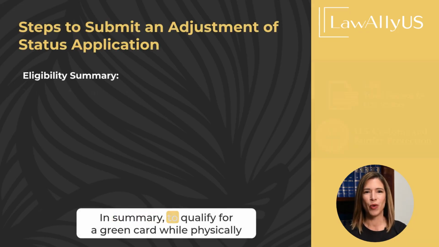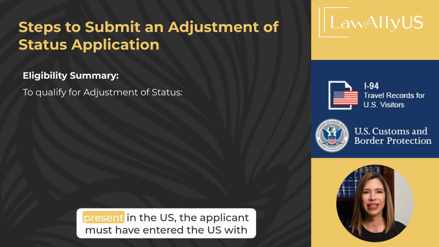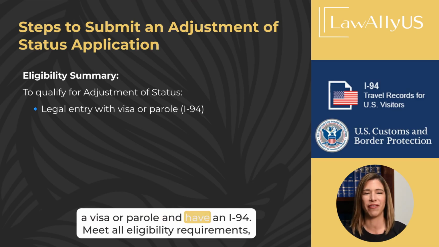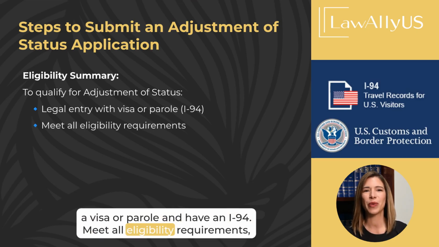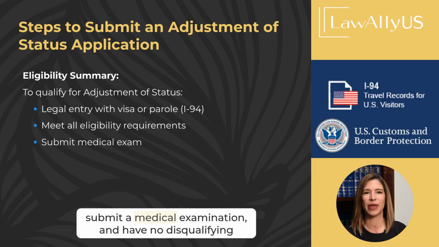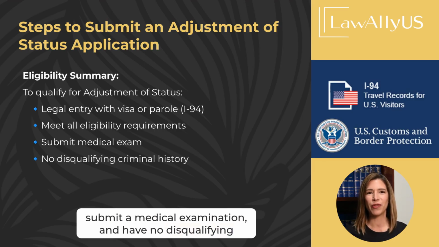In summary, to qualify for a green card while physically present in the U.S., the applicant must have entered the U.S. with a visa or parole and have an I-94. Meet all eligibility requirements, submit a medical examination, and have no disqualifying criminal history.